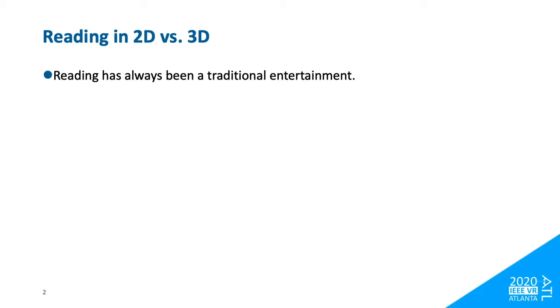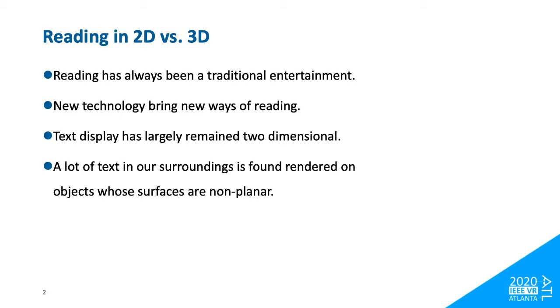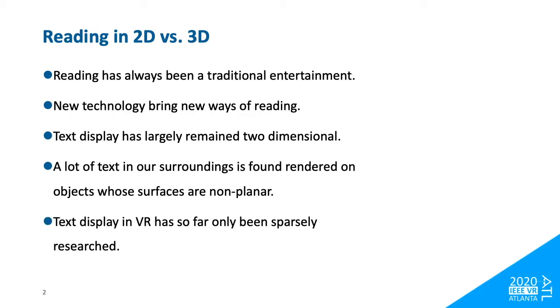As we all know, reading has always been a traditional way for people to get information as entertainment. With the new technologies coming, the ways of reading are changing as well. Now we can use phones, tablets, even PCs to read instead of just reading paper books. And moreover, the reading interfaces are traditionally two-dimensional, while the text in our surroundings, which is rendered on objects, is non-planar.